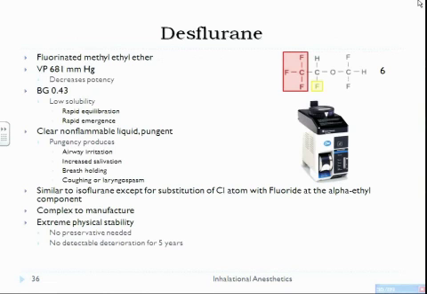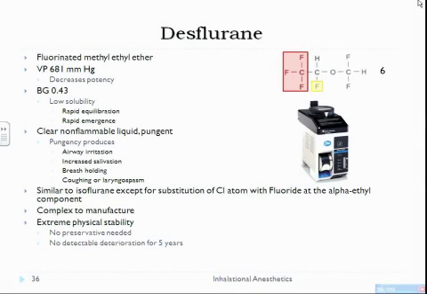Desflurane came down next. Desflurane has 6 fluorinated compounds to it. It's a fluorinated methyl ethyl ether. It's got a vapor pressure that's much higher than all the other agents, 681. Depending on which book you read, the values change, which is fine. It decreases the potency significantly, so the MAC value is 6.